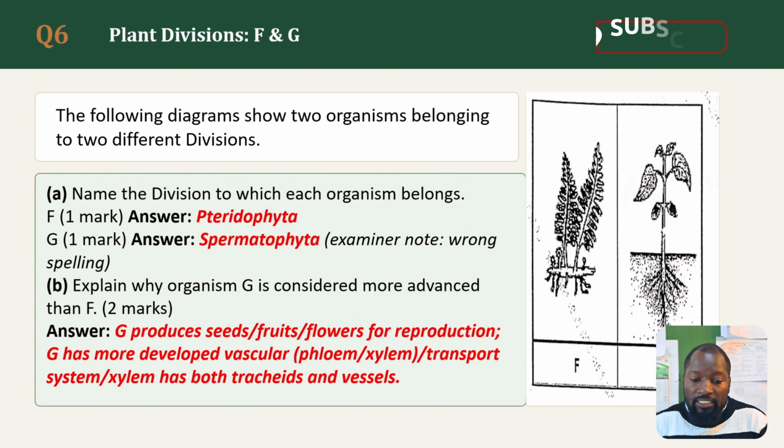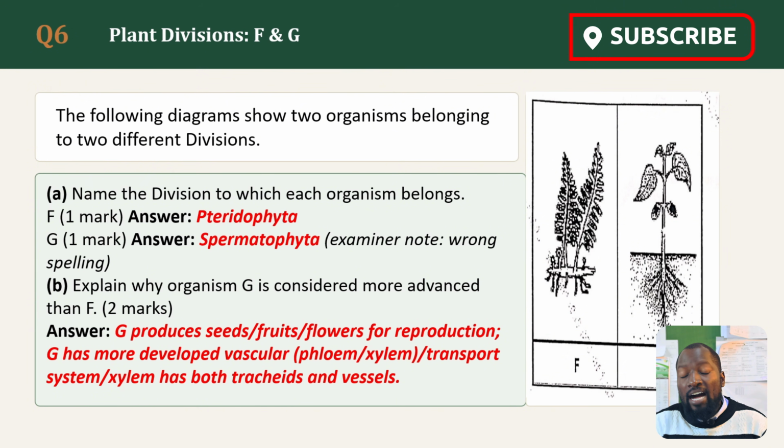Now, G also has more developed vascular bundles. If you look at organisms that belong to division G, they have phloem and xylem. So they have a well-developed transport system, which has both tracheids and vessels. So it's more advanced than F.